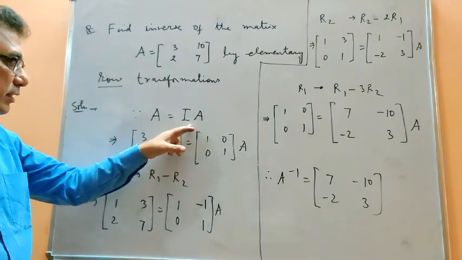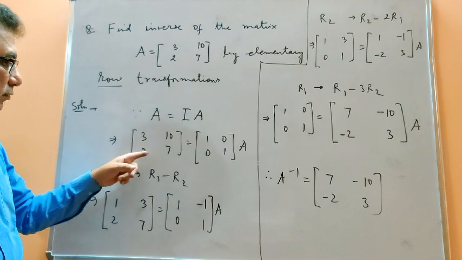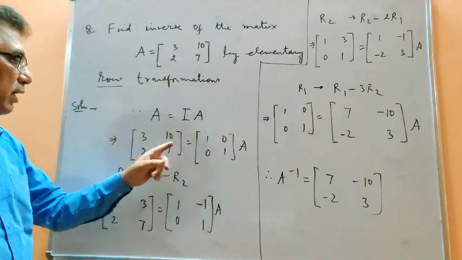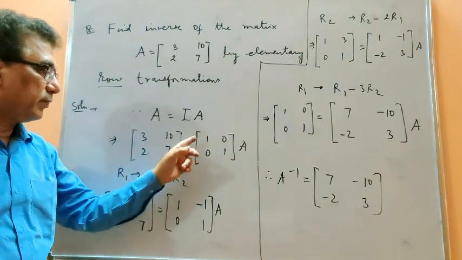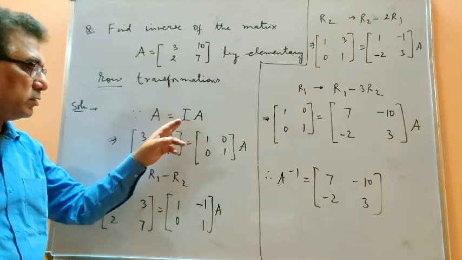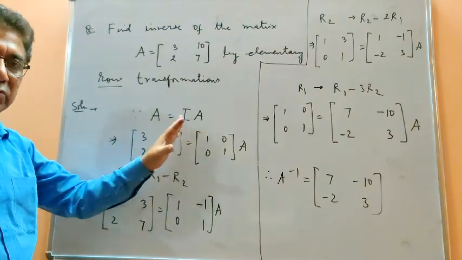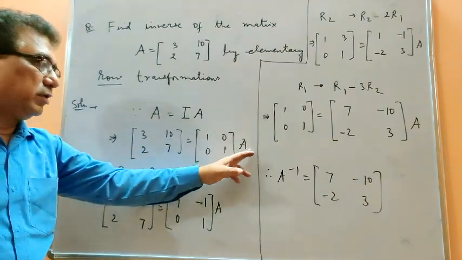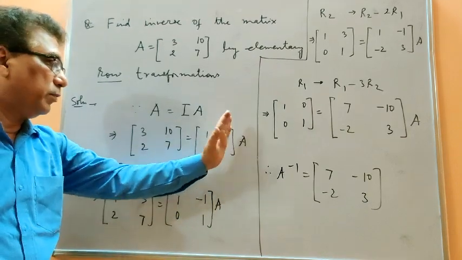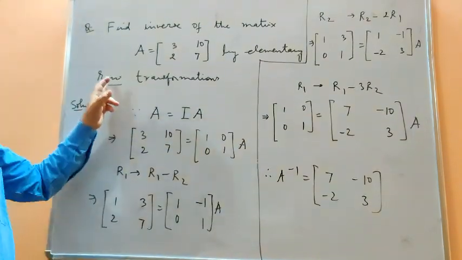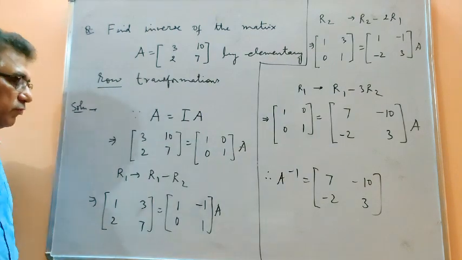The same I have written here. Then after that, I have written the value of A, which is given here, and then this I as 1 0 0 1, because the order of I and A both should be the same, and we will not disturb this matrix, because no operation should be performed in that way, because we are related with row transformations.